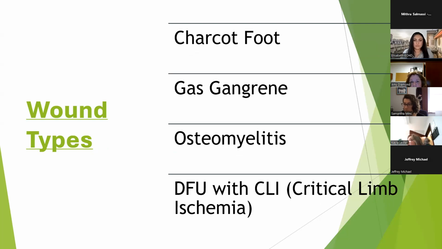So I kind of lumped in what kind of complications do we see. These are the four areas with wound types related to these four main topics that I decided to focus on. So we'll kind of go through the Charcot foot, the wounds with gas gangrene, osteomyelitis, and a diabetic foot ulcer in patients with critical limb ischemia or PAD.